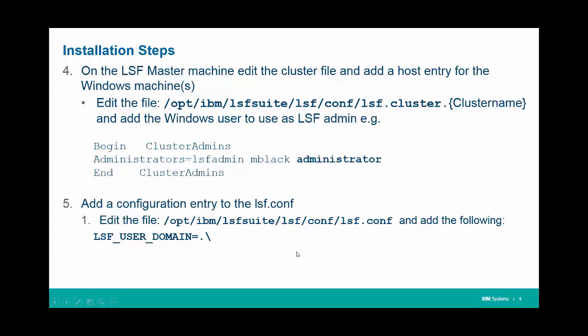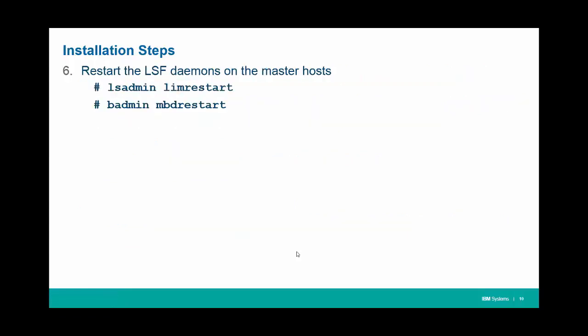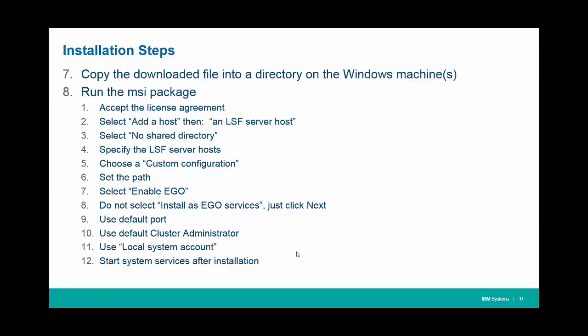All right, so what else? We then need to restart the daemons on the master host, so run lsadmin limrestart and badmin mbdrestart. Now the LSF master has the Windows box added to its configuration, and it's trying to connect to that Windows box. So we need to install the binaries on the Windows box now.